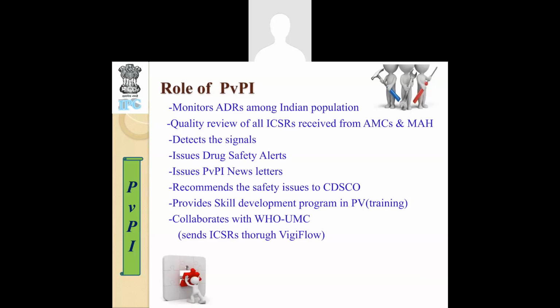So you know, our regulatory authority of India is CDSCO, Central Drug Standard Control Organization. So though PVPI monitors the safety data, the safety information will be communicated to the CDSCO, as it is the regulatory authority to take a decision on to ban or label change or something like that. So PVPI cannot take the decision. So the information will be communicated to the CDSCO for the regulatory actions.